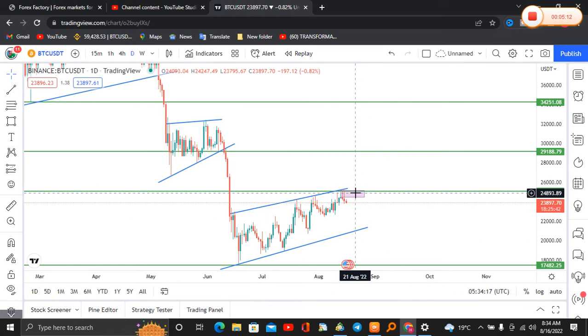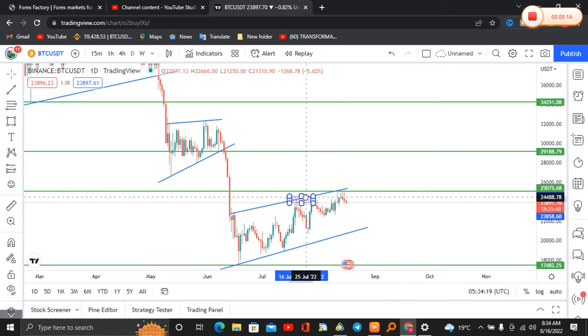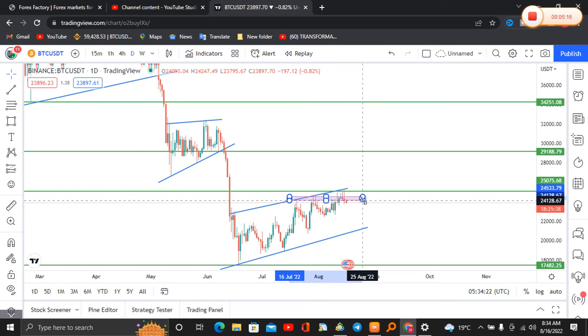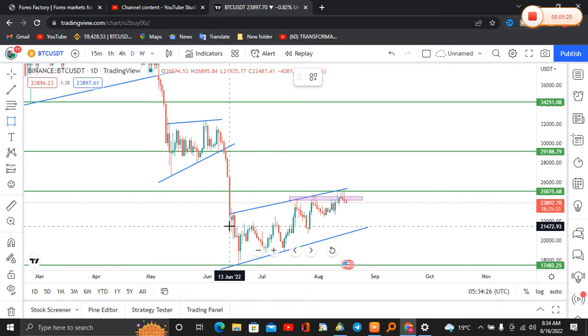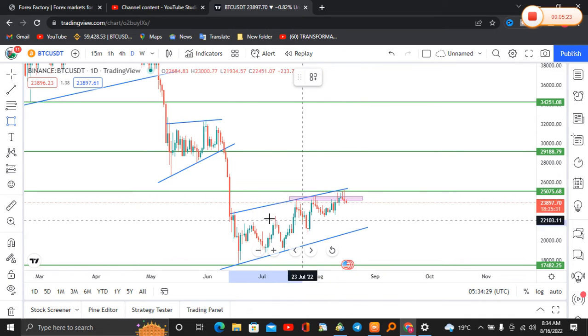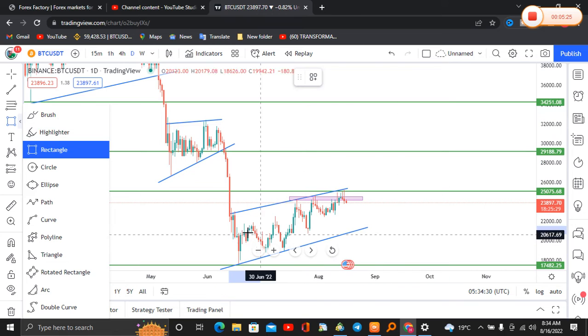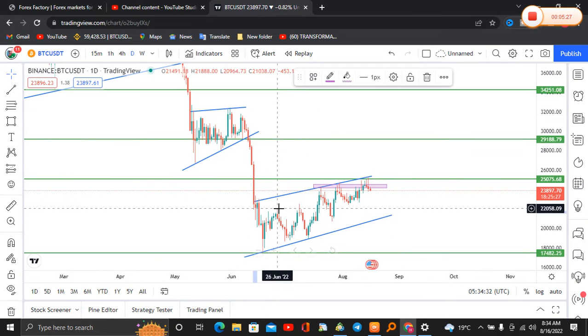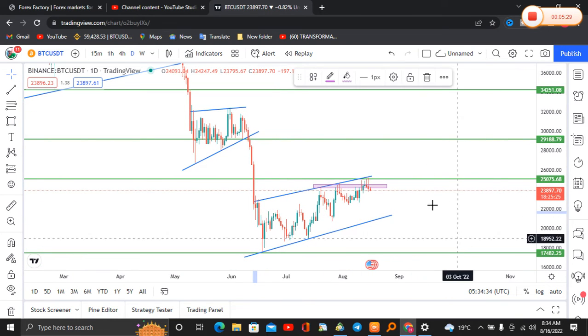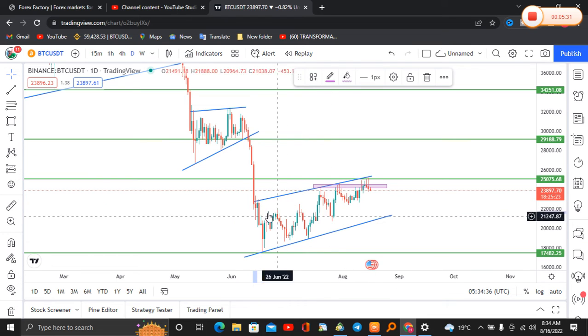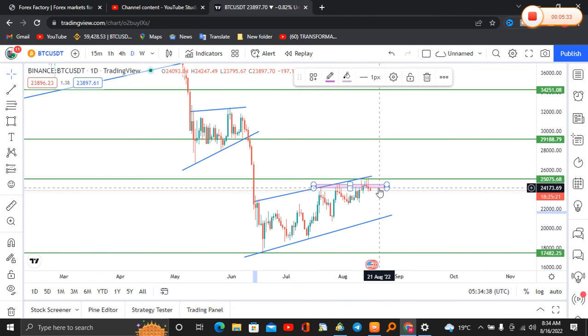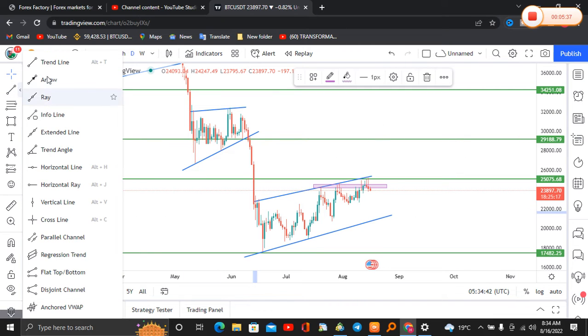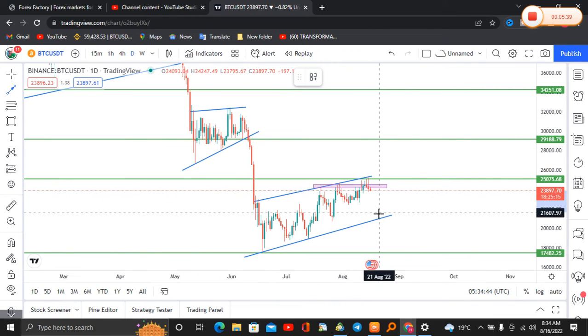Putting that aside, we have our resistance zone and we also have our support zone. We also have here our support zone. Now this resistance zone also indicates that Bitcoin is still dropping to the downside. It's still dropping here to the downside.